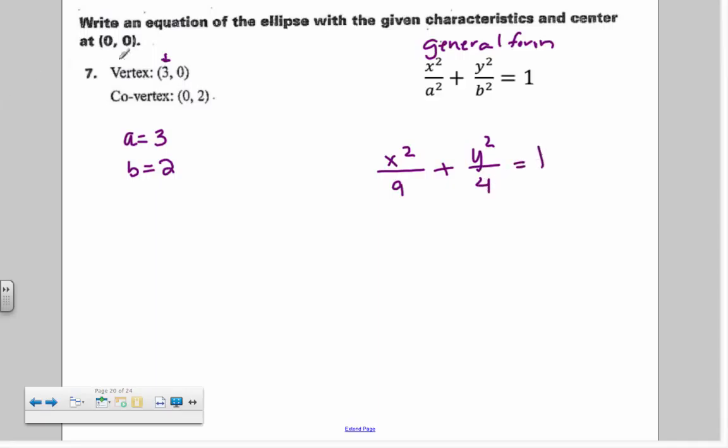The biggest thing to remember is looking at the vertex: is it the x or the y? That will tell you where your A is going to go. Is it going to go under the x or under the y?